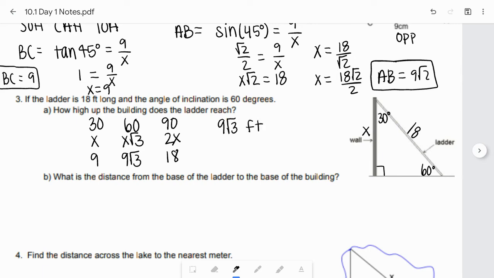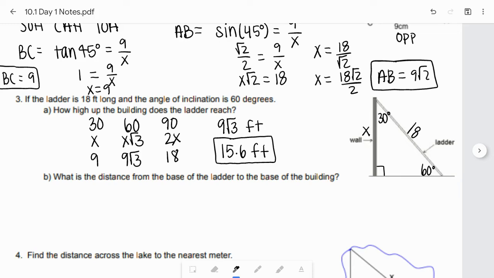For a word problem, that doesn't really make too much sense if we have a radical in there. So if you type that into your calculator and round it to the nearest tenth, you would have approximately 15.6 feet. So the wall is about 15.6 feet high. That's how high the ladder touches the wall.